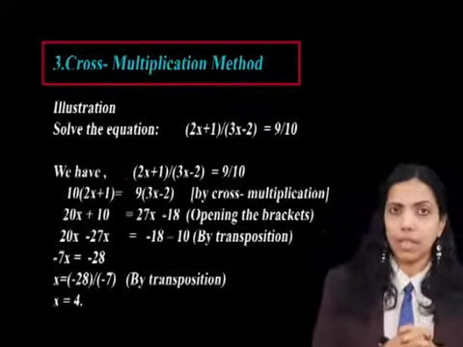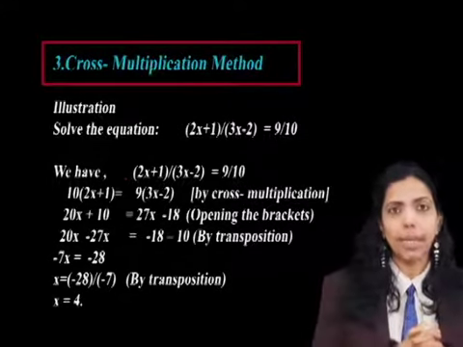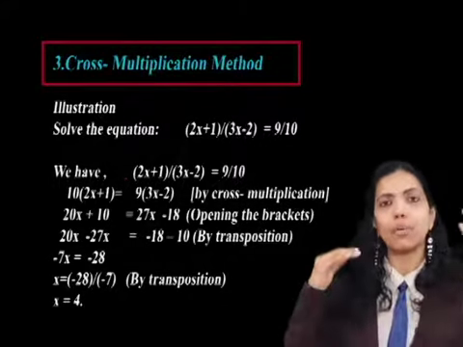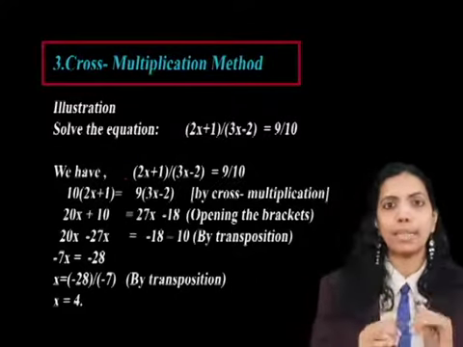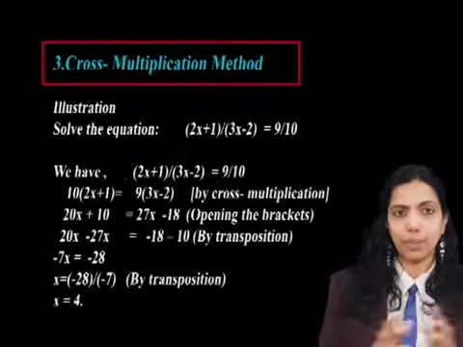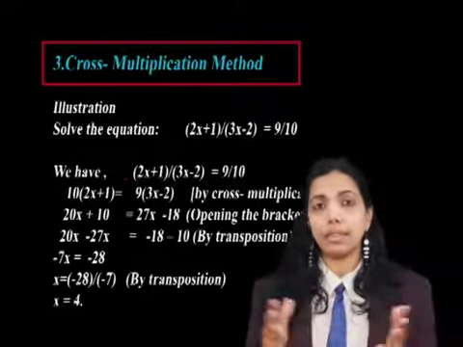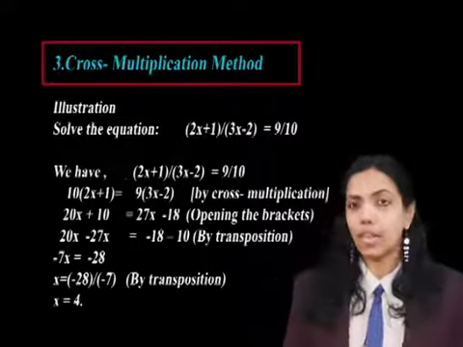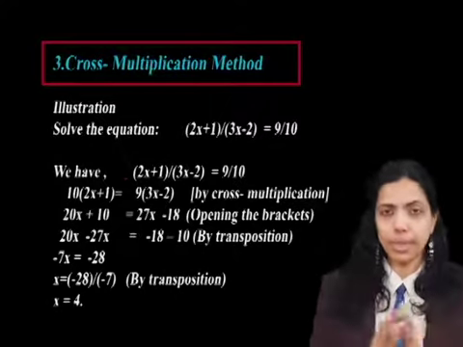That means we are doing the cross multiplication. Open the bracket on the left hand side. 10 multiplied by 2x gets you 20x plus 10 multiplied by 1. Of course, it is 10. Go for the right hand side. 9 3s are 27x minus 18. 2 9s are 18. We are opening the bracket. Now we got the linear expression on both the sides. Now it's the turn to proceed according to the transposition method. We can transpose the variables to one side and the numerals to the other side.